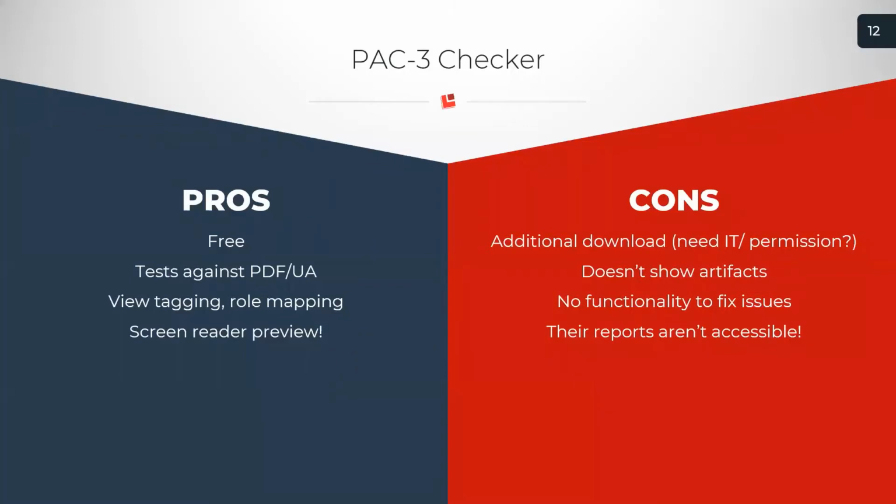You can't do any fixing in it, whereas if you're using Acrobat and their checker, you can do fixing. You don't see anything that's been artifacted. So if there is content that shouldn't be displayed and read by a screen reader, such as a watermark in the background that shouldn't be read, that kind of stuff is not going to be tested against using the PAC3 tool. And the reports that they generate aren't accessible reports. So if that's an issue in your organization and your QA department has people with disabilities that are doing the testing, they're not going to be able to read the reports that come out of PAC3. So that can be an issue as well.